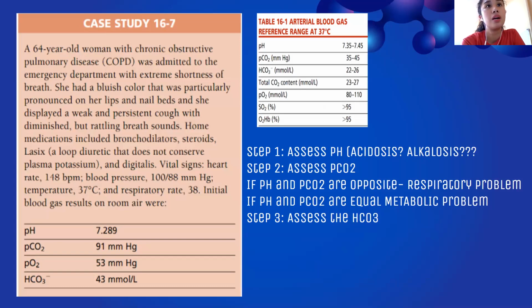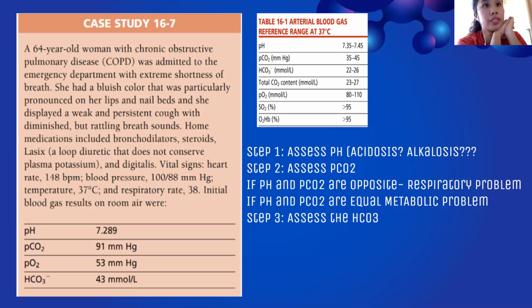So next is a 64-year-old with COPD. COPD, there's something wrong with the lungs. Oh, ano na yan? Was admitted to the ER with extreme shortness of breath. She had a bluish color that was particularly pronounced on her lips and nail beds, and she displayed a weak, persistent cough with diminished but rattling breath sounds.